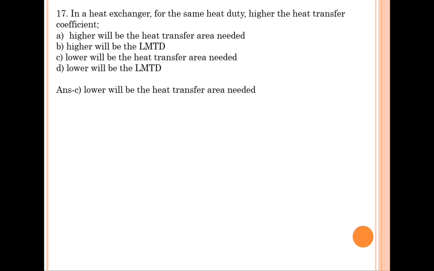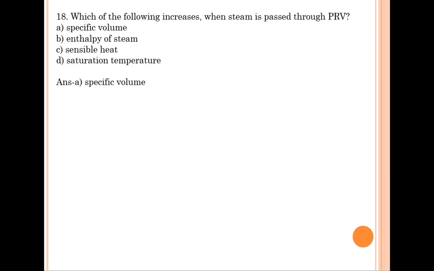In a heat exchanger, for the same heat duty, higher the heat transfer coefficient, here option C is the right answer, because as I have already said, if the LMTD is more, then the area required is less. So lower will be the heat transfer area needed. Answer C is the right answer. Which of the following increases when steam is passed through PRV? Options are specific volume, enthalpy, sensible heat, and saturation temperature. Here answer A is the right answer, that is the specific volume.